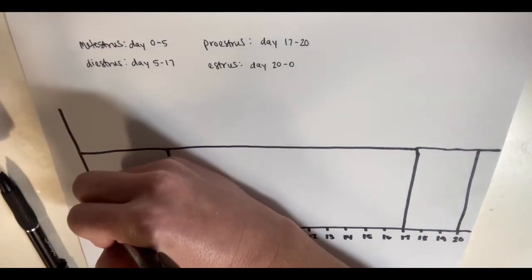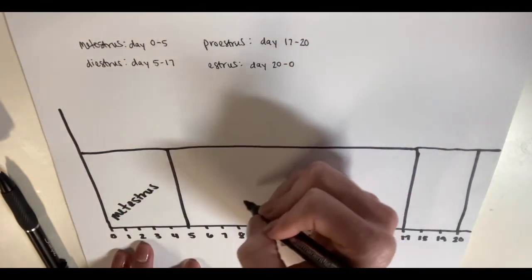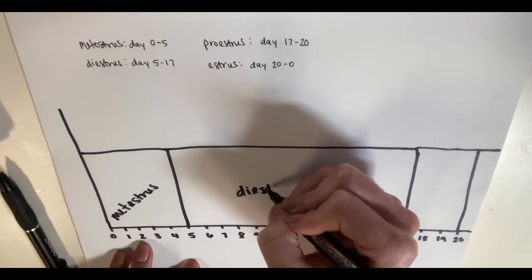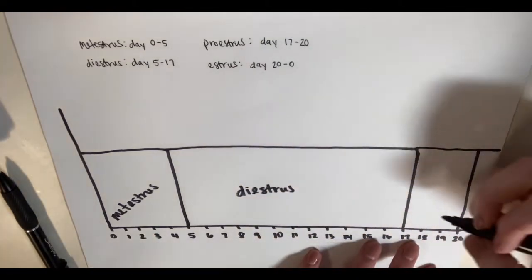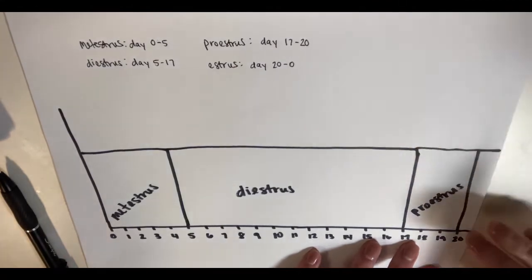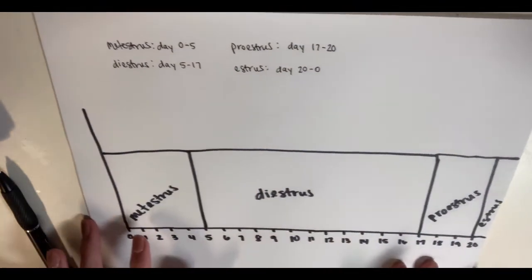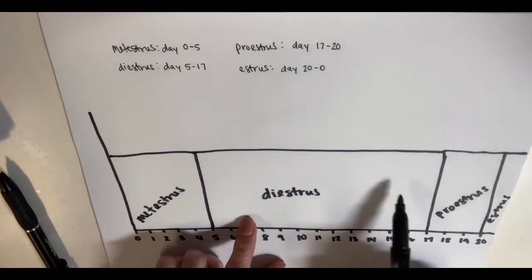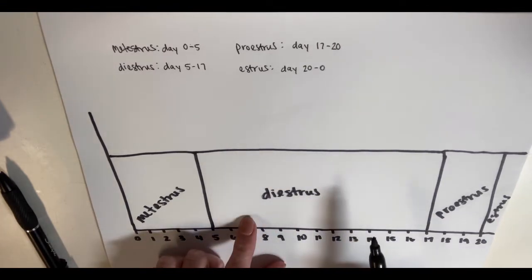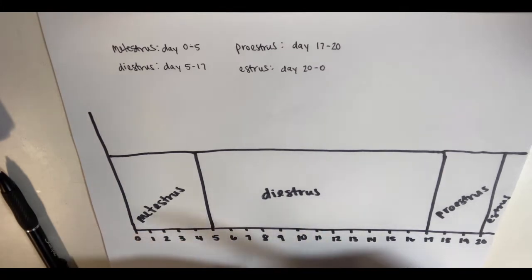So again, we said this is met-estrous. Then we'll go into di-estrous. Then pro-estrous. And then we'll finally have estrous. So you've probably noticed by now that di-estrous is the longest phase of the estrous cycle. So the span of di-estrous is directly related to the CL, which we'll get down to in a minute when we go through the details.